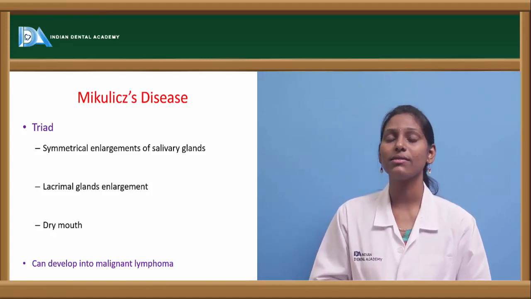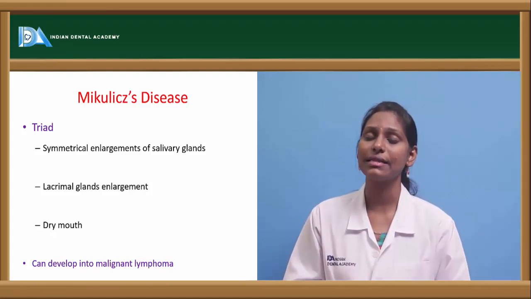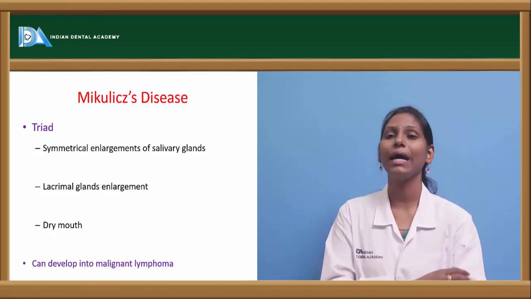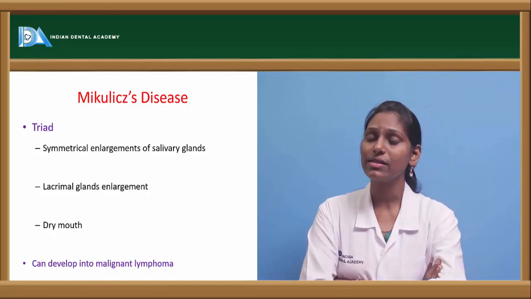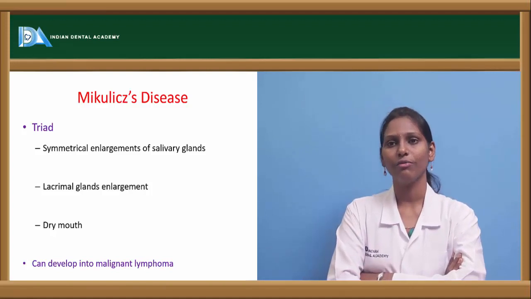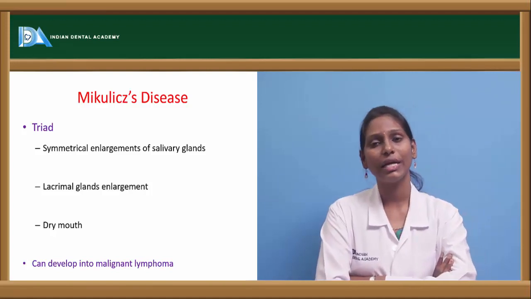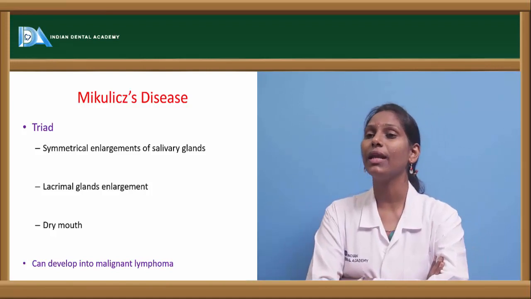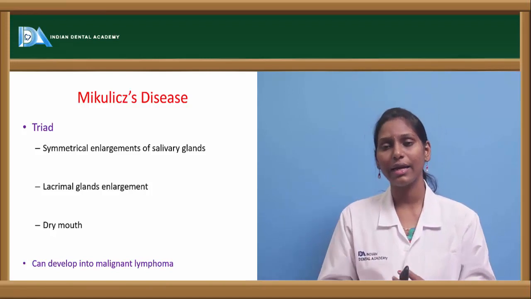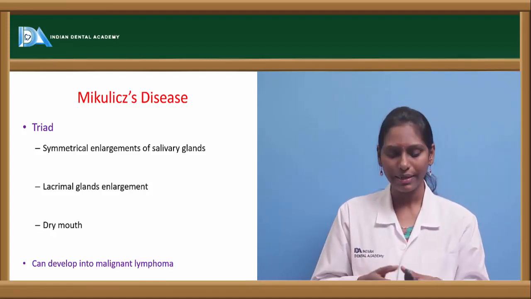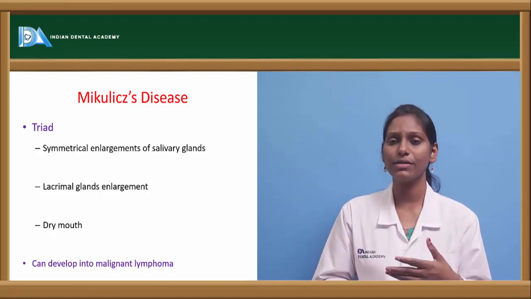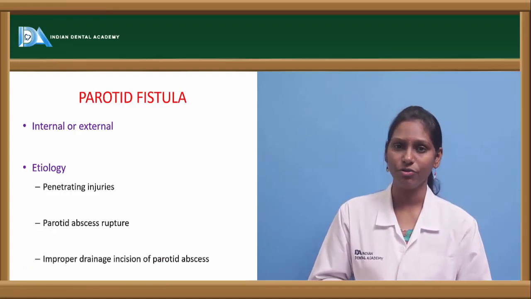Next is Mikulicz disease. It is again an autoimmune condition, usually an IgG4 associated autoimmune condition. In Mikulicz disease also we have bilateral swelling of the glands with decreased salivation, and it is actually a triad: symmetrical enlargement of your salivary glands, lacrimal gland enlargement, associated with dry mouth. And why is Mikulicz disease important? Because it has a high propensity to convert into malignant lymphoma.